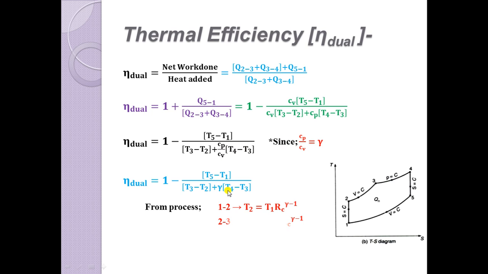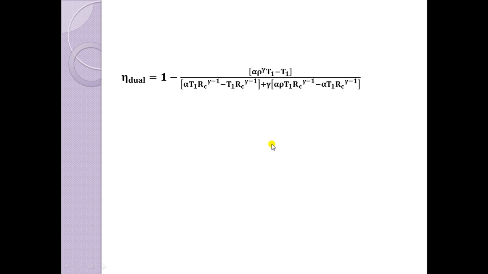And from the different processes we have the relations: T2 is equal to T1 Rc^(gamma minus 1), T3 is equal to alpha T1 Rc^(gamma minus 1), T4 is equal to alpha rho T1 Rc^(gamma minus 1), and T5 is equal to alpha rho^gamma T1. Now we are going to replace T5, T3, T2, T4 and T3 with these relations. After replacing, we will get this expression.